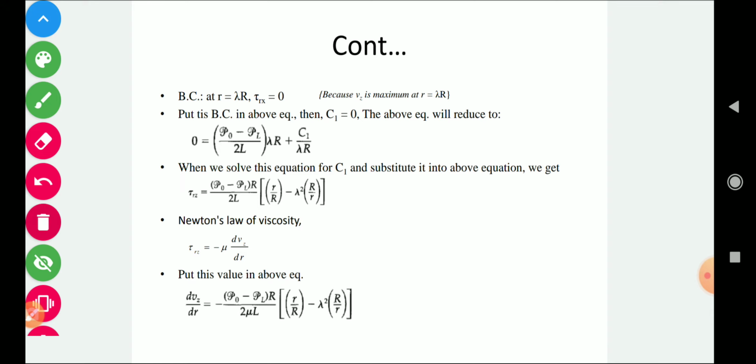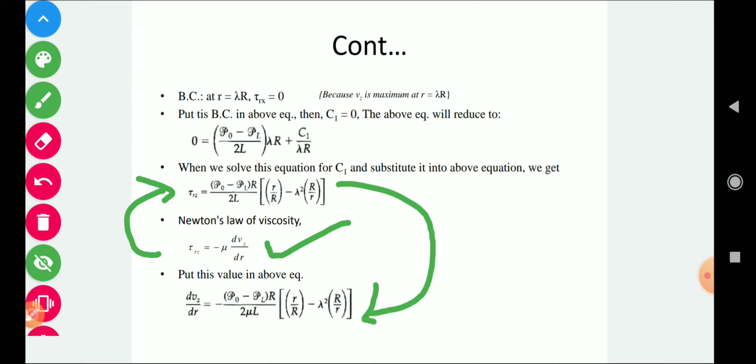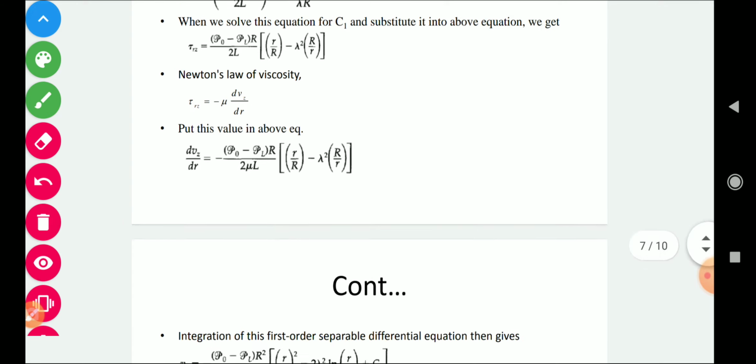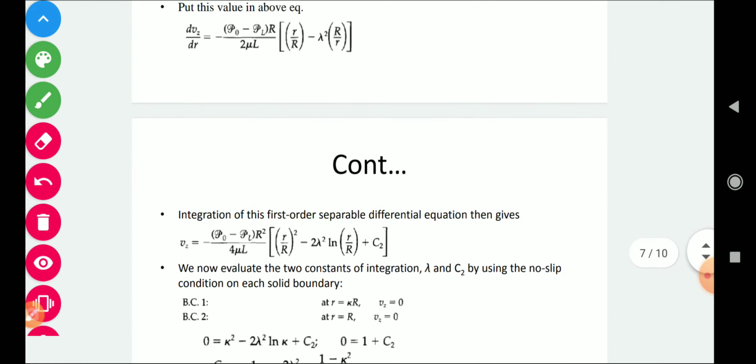Now if we want to calculate the velocity, then we can use Newton's law of viscosity. This Newton's law of viscosity is tau rz equal to minus mu dv_z by dr. So if we put the value of tau rz in this equation, then this equation will be converted into this form. Now again to solve this equation we have to integrate it.